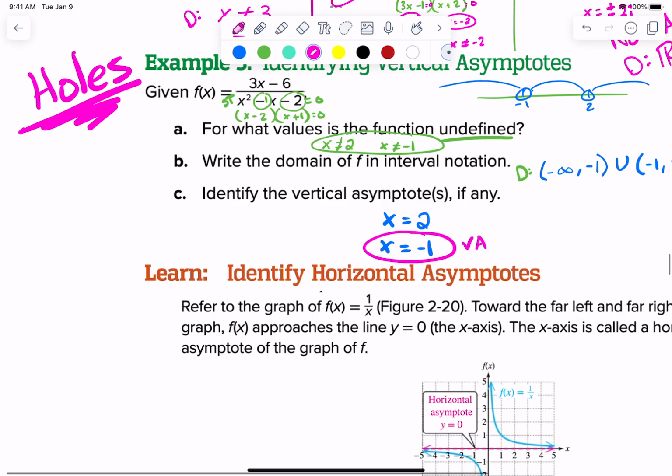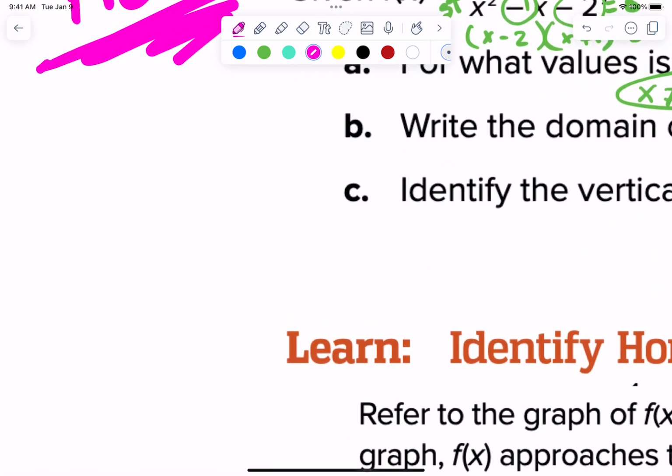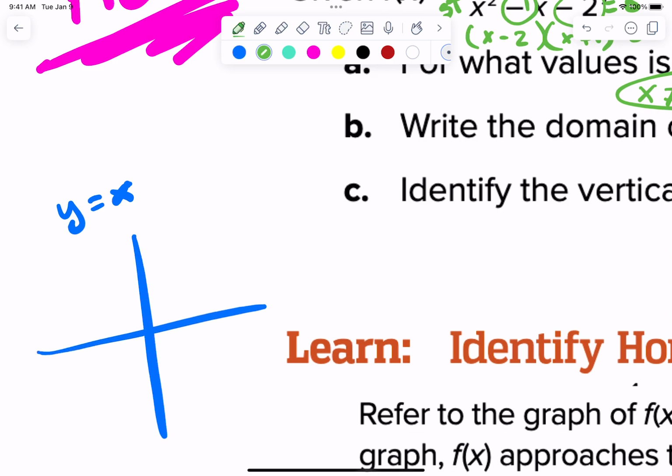So what's happening is, let's talk about the function y equals x. Okay, y equals x is a linear function, right? This is what y equals x looks like. Can we draw that? Okay, you don't have to. Just watch this. We're going to talk about holes.